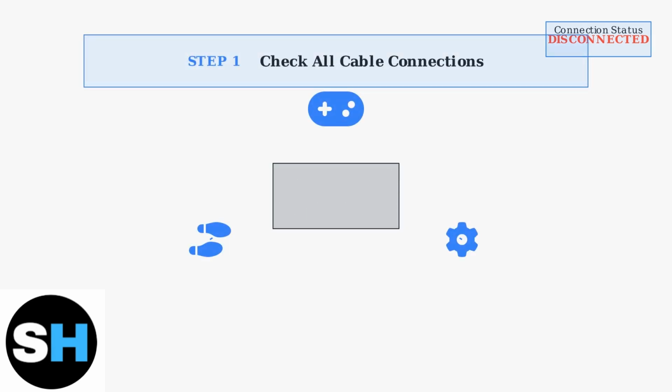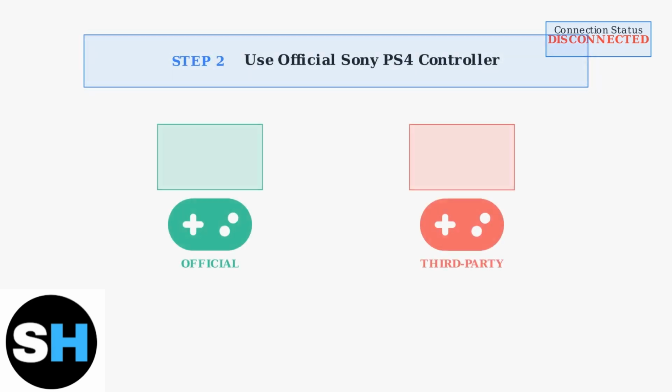When your PXN V9 racing wheel isn't working properly with PS4, these troubleshooting steps will help you identify and fix the most common issues. Step 1. Double-check all cable connections. Ensure the pedals, shifter, and PS4 controller cables are securely connected to the wheelbase. Step 2. Use only an official Sony PS4 controller. Third-party controllers often cause compatibility issues and connection problems.